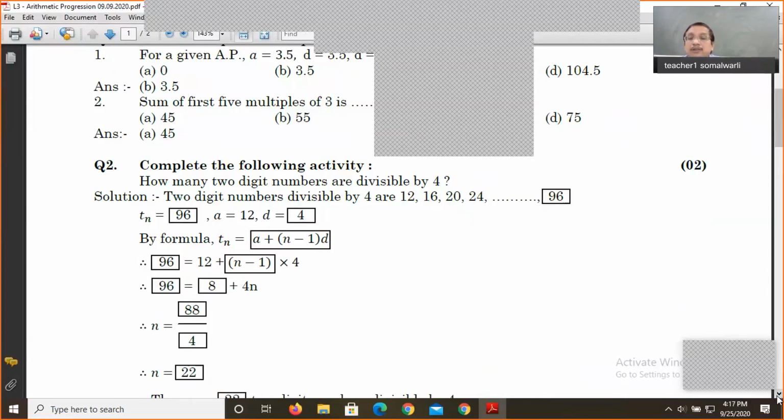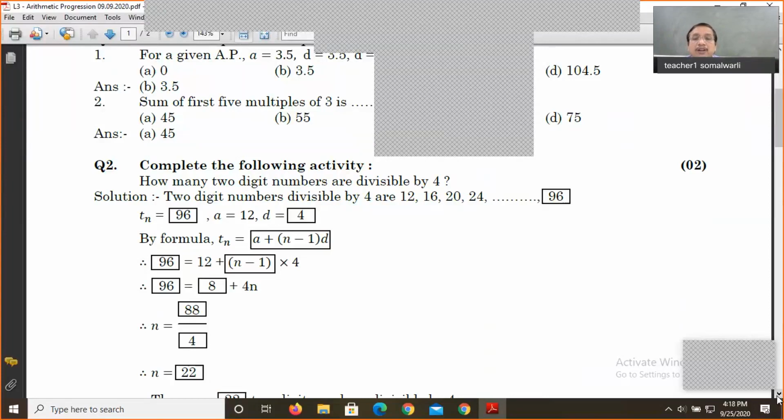If you observe these numbers 12, 16, 20, 24, 28 till 96, these numbers are in AP. Tn is equal to 96, A is 12 as given, so D is 4. The formula is Tn equals A plus N minus 1 into D. Therefore, just go on filling up: 96 is equal to 12 plus N minus 1, and the value of D is 4. If you simplify this, you can use rough paper also: 96 is equal to 8 plus 4n.